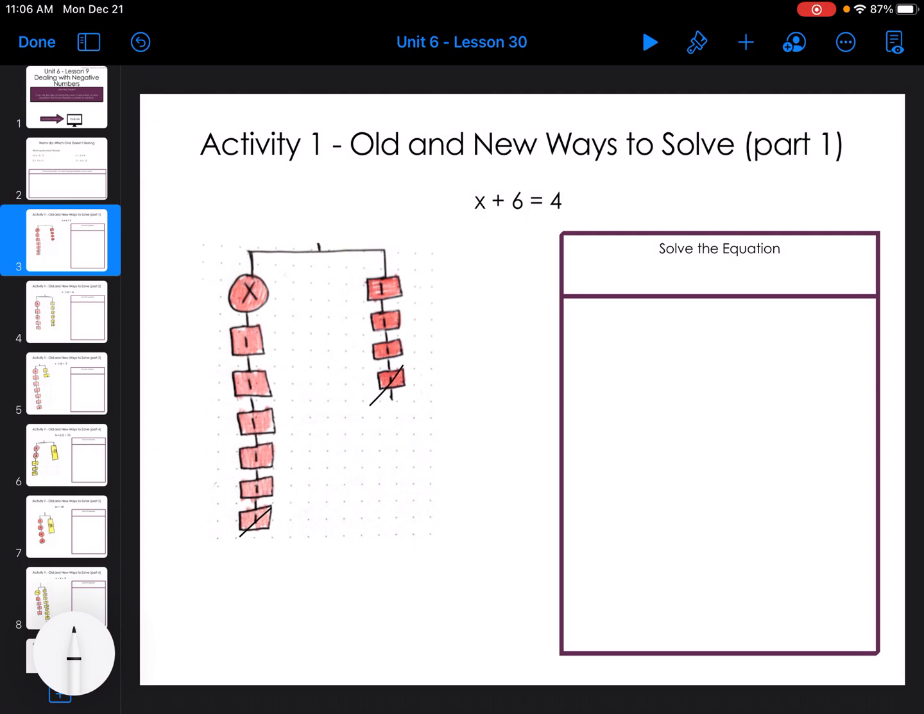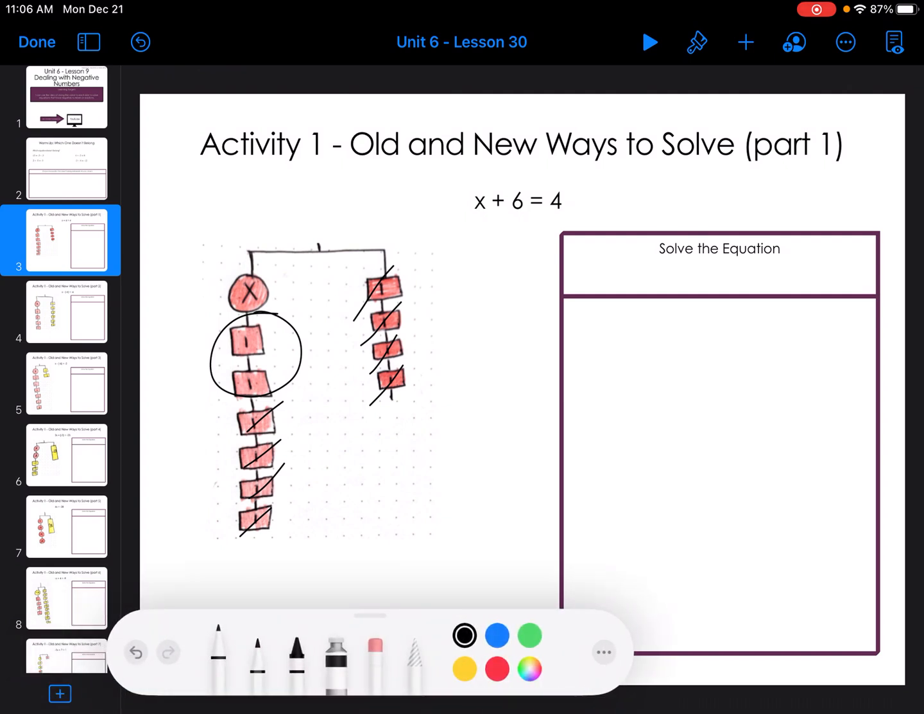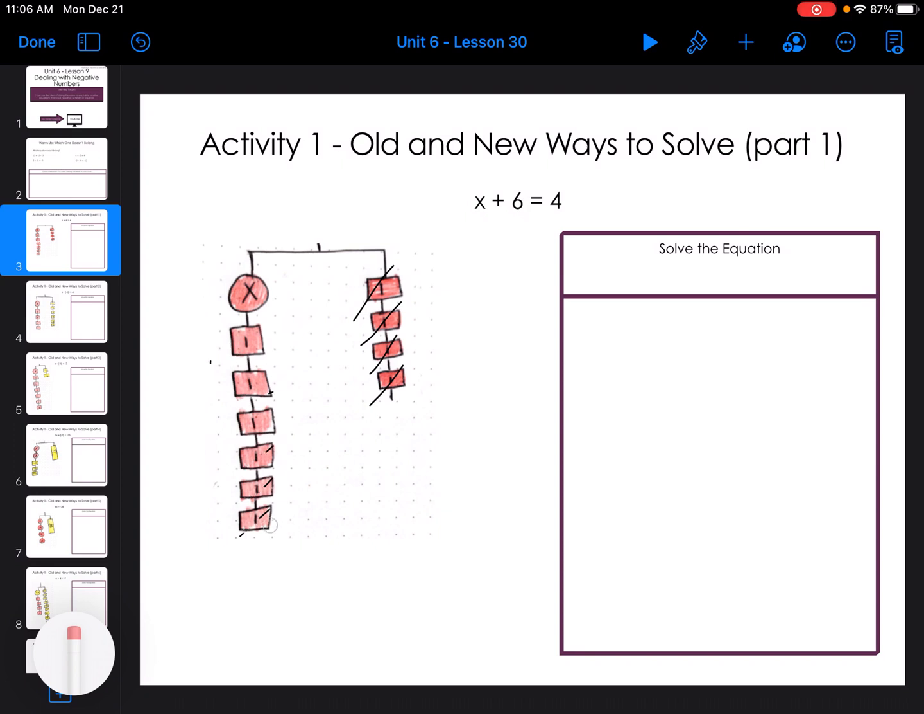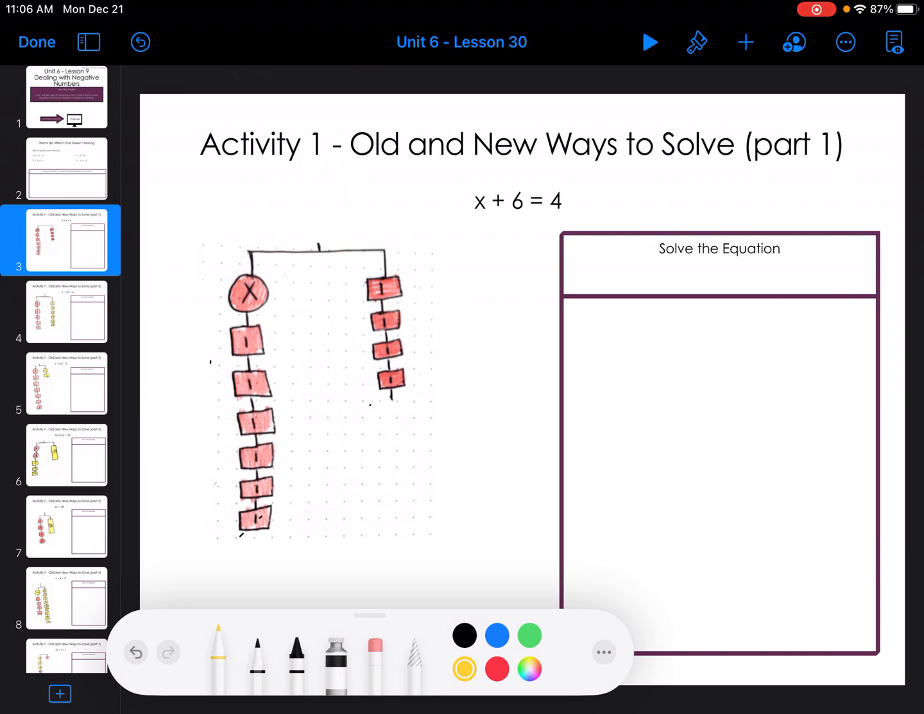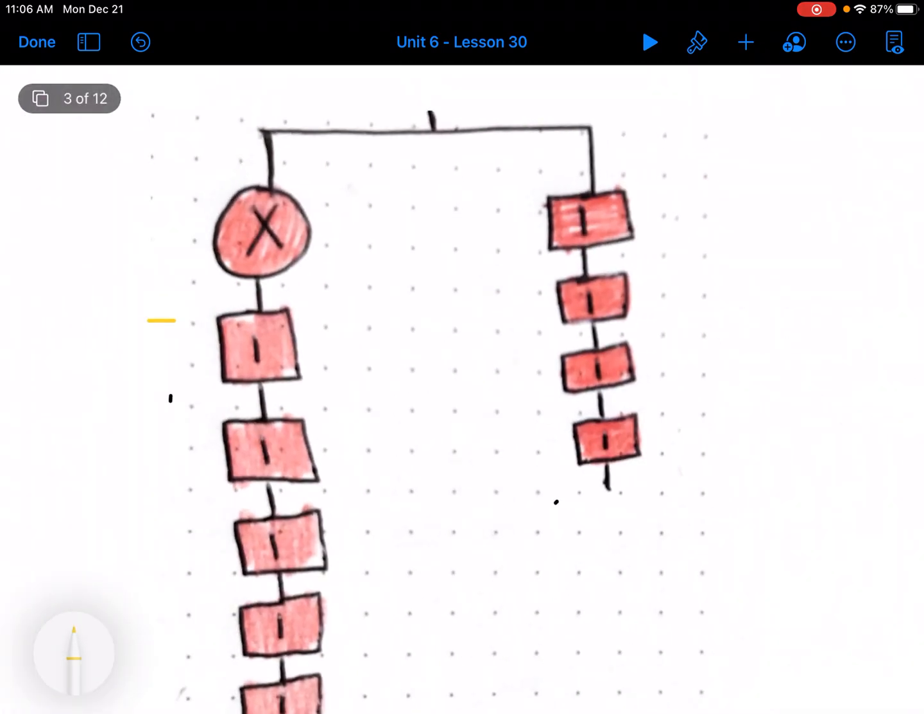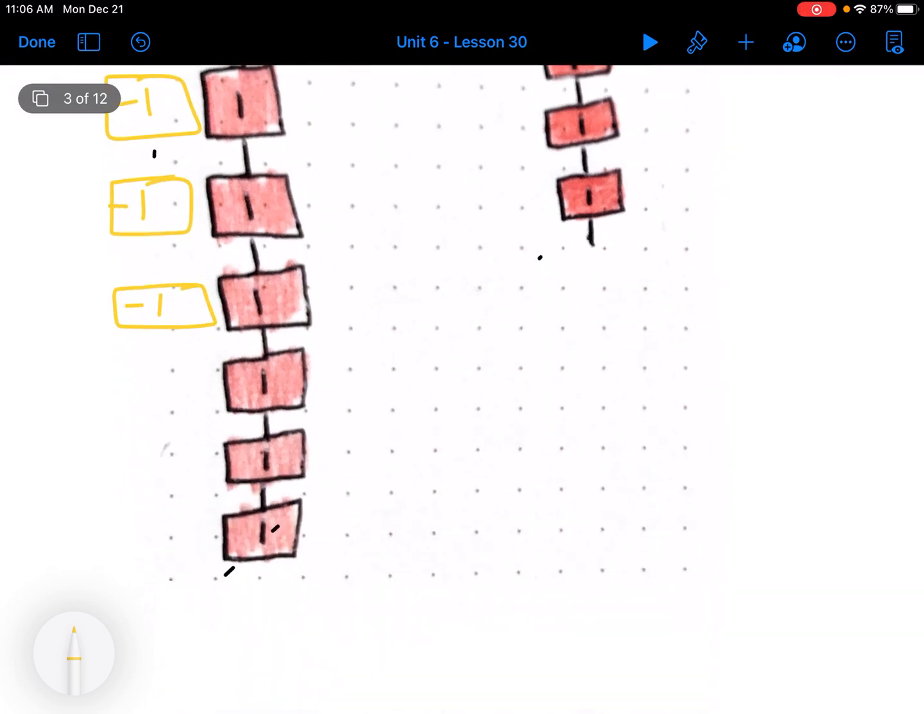Initially, we would have gone like this. But I have 2 more blocks on my side, and I don't have anything else to take off. I'm at 0. So I have to come up with a different way. So another way to create a 0 pair is to add negatives, correct? So yellow represents my negative. So to 0 these out, I'm going to add 6 negative 1s.